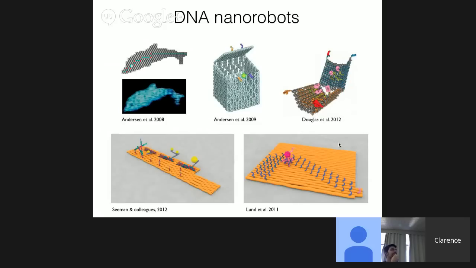But then later on, we have been working on different containers that have lids with a lock and key system and can be opened and closed. The example here on the right is this robot from John Douglas, where he designed a structure like a clamshell that could recognize a cancer cell, open up, and release some signals that would induce this cell to undergo apoptosis. Another kind of robots are shown at the bottom. So here, the DNA origami.